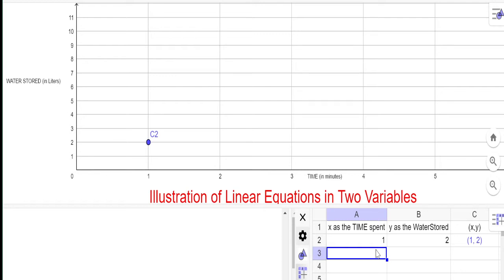Continue natin. So, after a minute, nag-antay na naman siya ng another minute. So, it makes 2 minutes. 2 minutes, naging 4 na. Okay, so this becomes 2, 4.